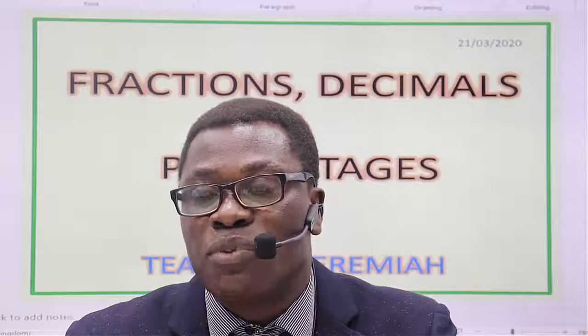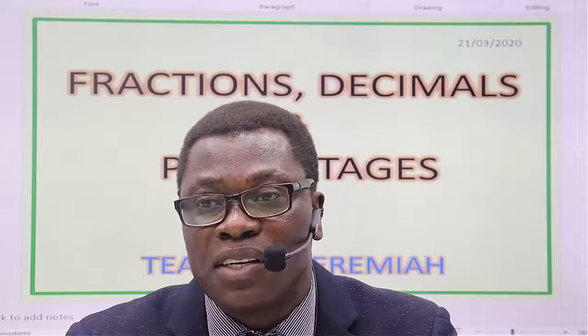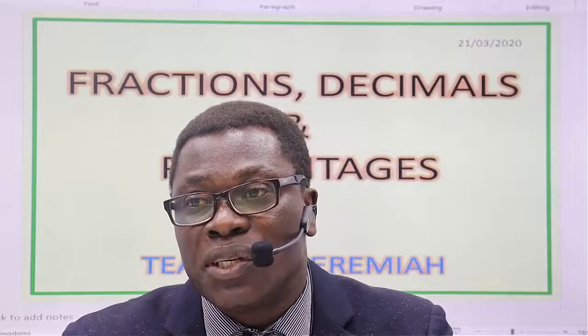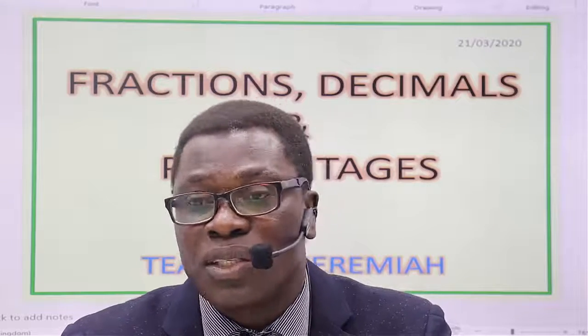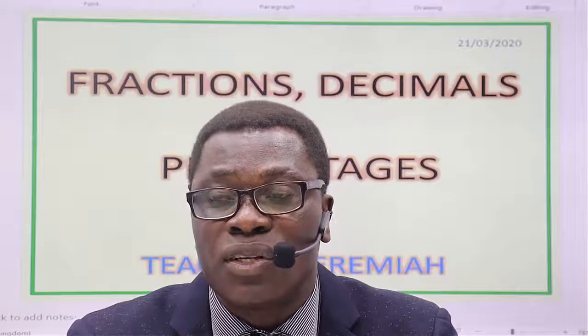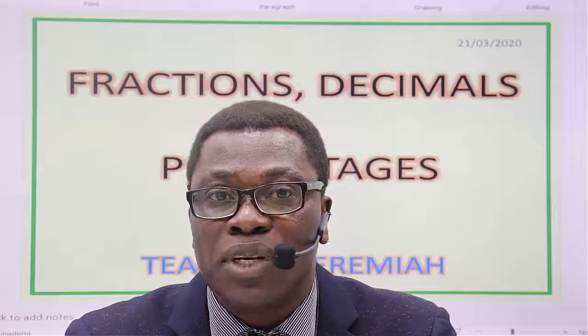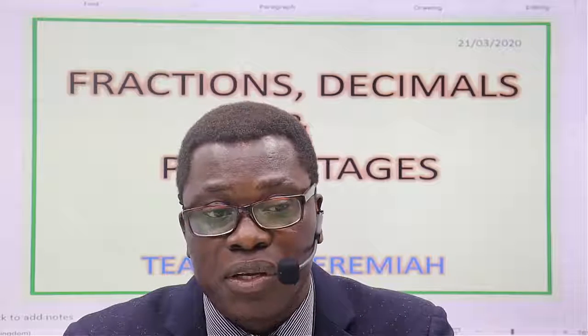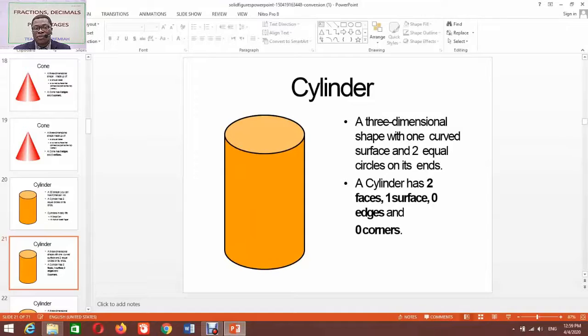Cylinders in our daily life look like a soup can. It also, in our daily lives, looks like a roll of toilet paper. A cylinder is a 3-dimensional shape with one curved surface and 2 equal circles on its ends. A cylinder has 2 faces, 1 surface, 0 edges, and 0 corners.